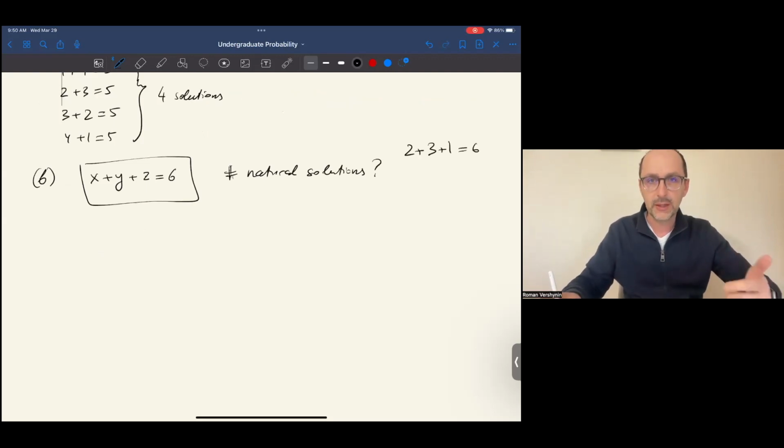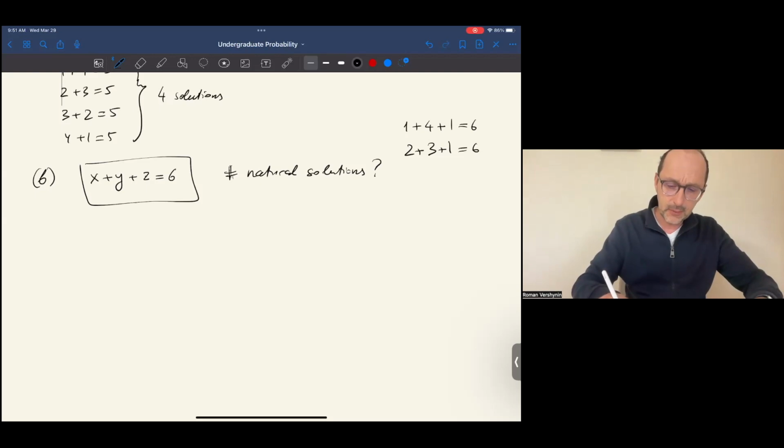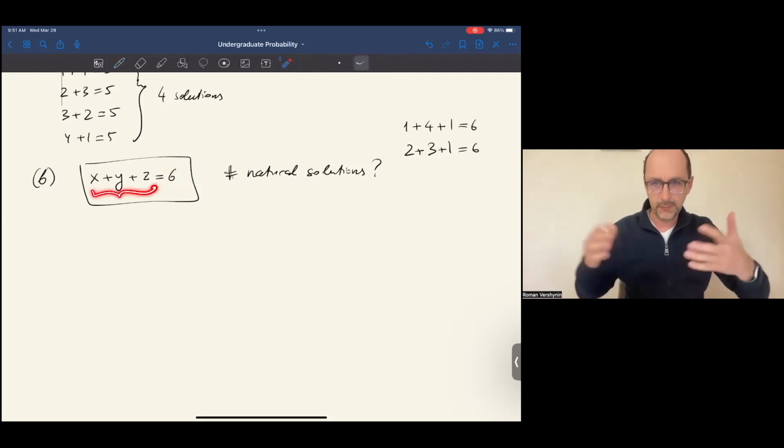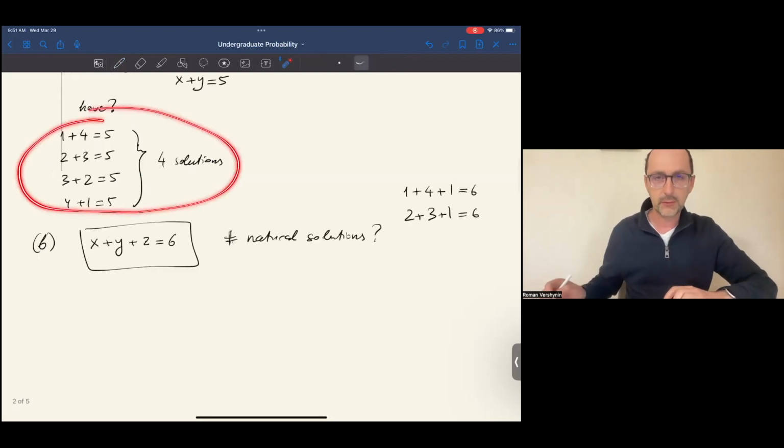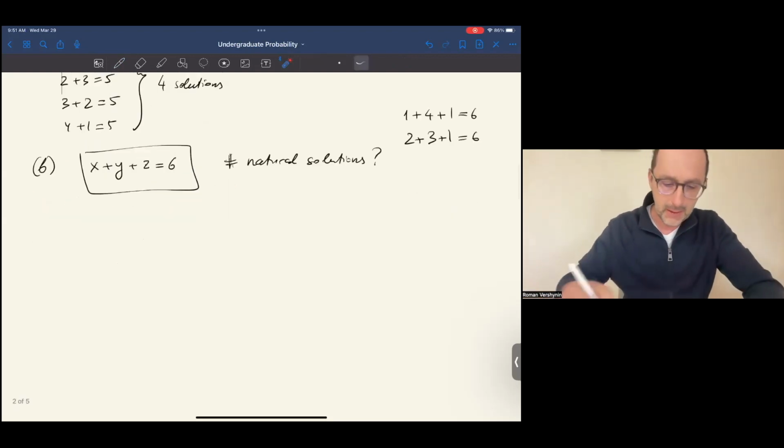X is 2, y is 3, z is 1. Or maybe 1 plus 4 plus 1 is another solution, and so on. It would be hard to list them all, especially if we increase this number and the number of variables. It would be virtually impossible to list all the solutions and solve this problem in a simple way. So let's do this in a combinatorial way.